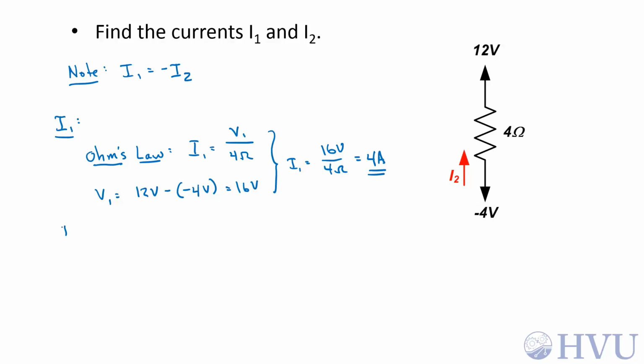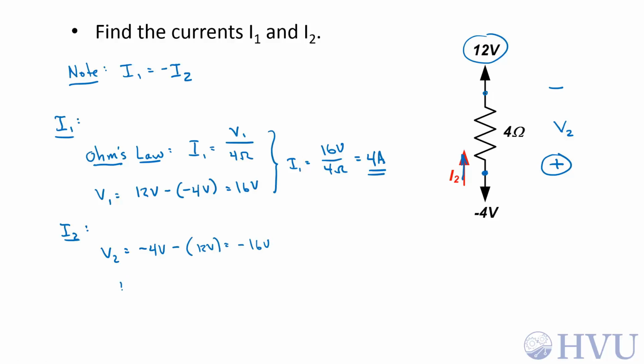Now let's calculate the current I2, which is assumed positive in this direction. If I'm going to use Ohm's law, I have to define my voltages and my currents according to the passive sign convention. That means that the positive terminal now has to be at this lower terminal here, and the negative terminal is up here. I'll call this voltage difference V2, and V2 is equal to the voltage at the positive terminal, which is negative 4 volts, minus the voltage at the negative terminal, which is positive 12 volts. That's a negative 16 volts.